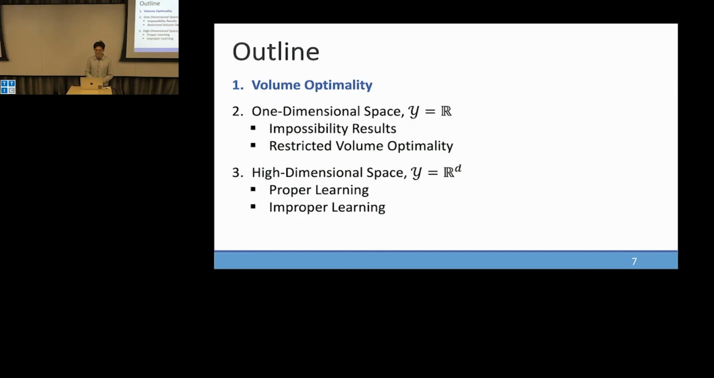So in this talk, first I will formally define the volume optimality, and then go to the one-dimensional setting, where the label space is one-dimensional. First we talk about how, in general, this is impossible to achieve. And then we propose a restricted volume optimality. And finally, we go to the high-dimensional label space.